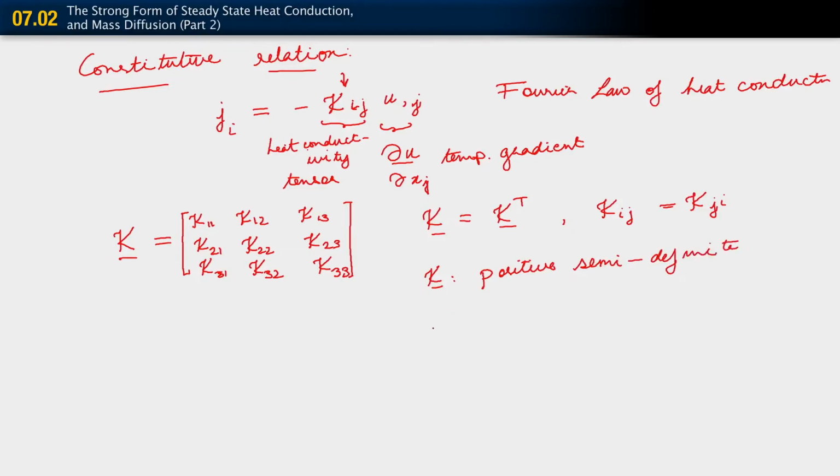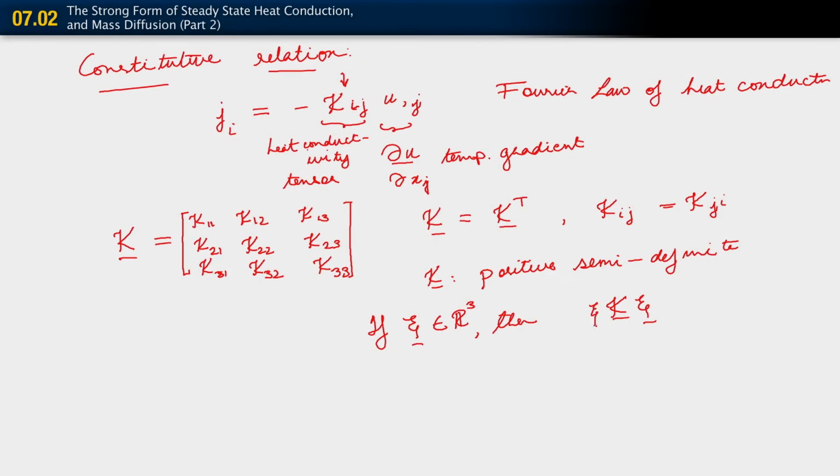Okay, and what this means is that if C belonging to R3 is a vector, then if we construct the following quadratic product, we allow kappa to act on C, and the product of kappa acting on C gives us back a vector, just like in linear algebra, a matrix acting on a vector gives you back a vector. So that's what's happening here. So kappa C is a vector.